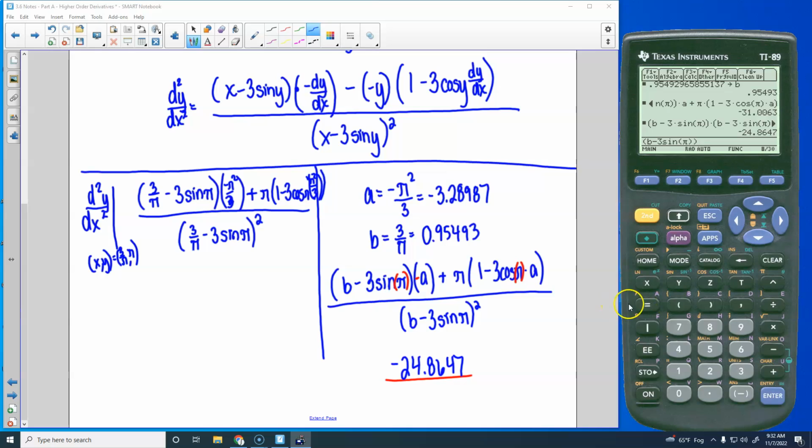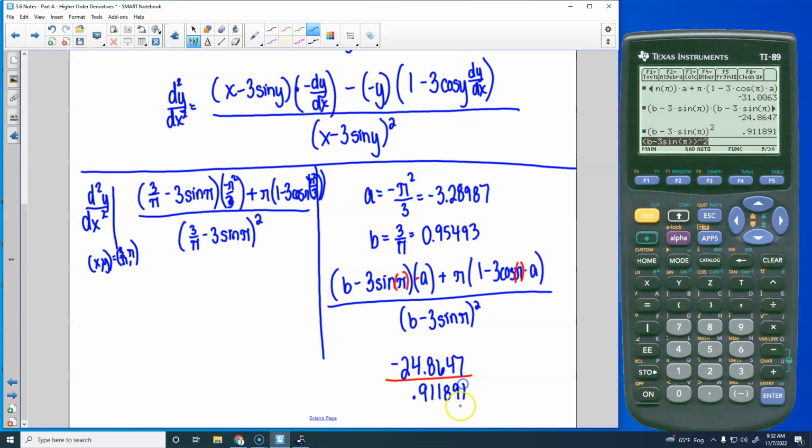Alright. So B, minus 3 sine pi. Make sure you close both of those parentheses before you square it. Alright. 0.9118. I'm not getting the same thing as you. You got 16, I think. Alright, negative 27 point.